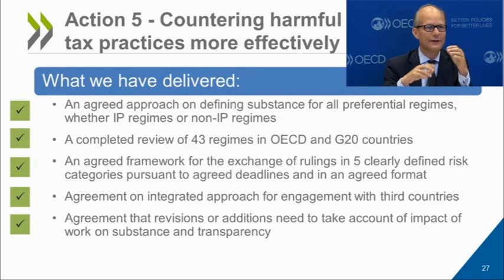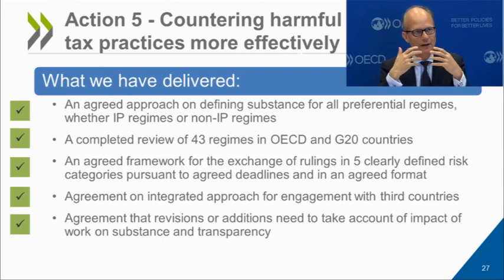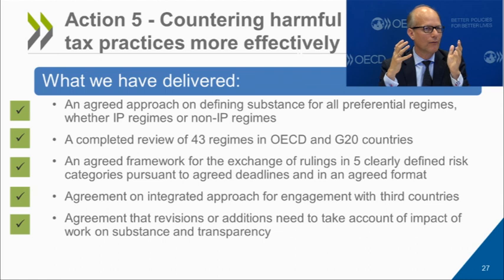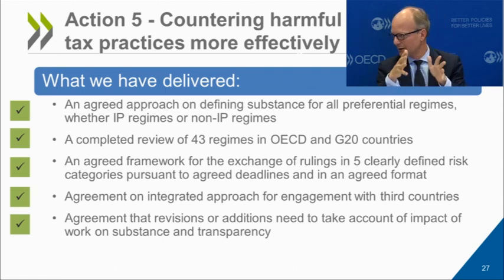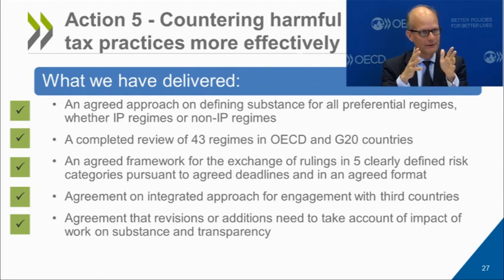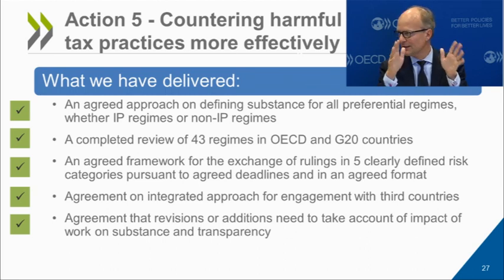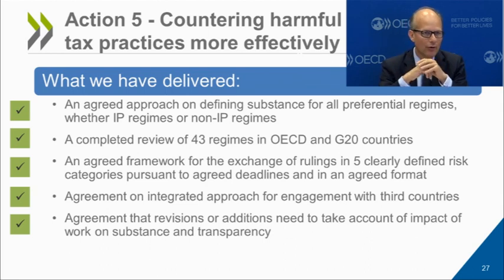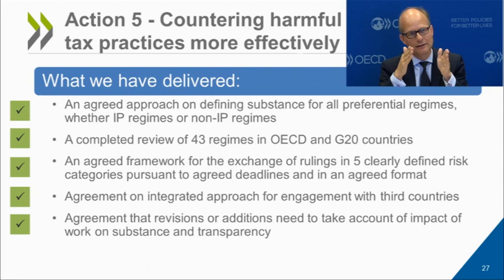So if we then contrast this with what we have delivered today, one, we have an agreed approach on defining substance for all preferential regimes, whether IP regimes or non-IP regimes. I'm going to talk particularly about IP regimes and the nexus approach, because that's much of the focus of the work. Second, we have completed a review of 43 regimes in OECD and G20 countries. You will find the details and the names of the regimes in the report that we published earlier today. We have an agreed framework for the exchange of rulings in five clearly defined risk categories. And we've also agreed the deadlines and the format of those exchanges.